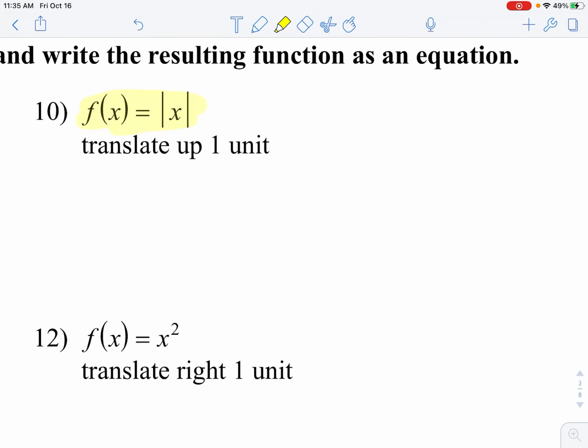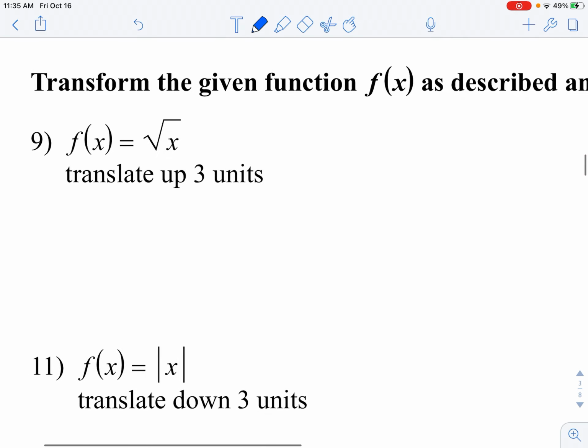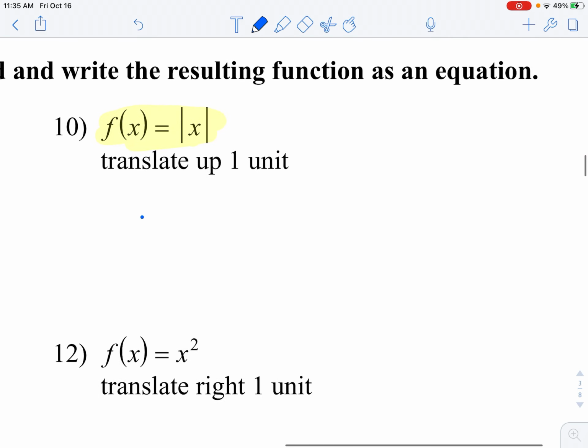Our answer, does it specify? No, I'm going to rewrite our answer as g of x. You're really not supposed to call your answer f of x because f of x is the original equation and our answer is going to be different. So you're supposed to name it something different. We'll see how the answer key does it in just a minute. Anyway, to translate it up 1 unit, I need to take absolute value of x and add 1 to it.